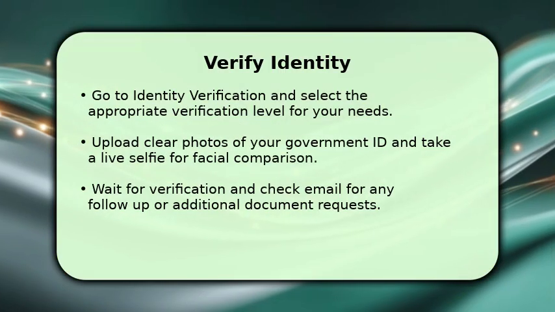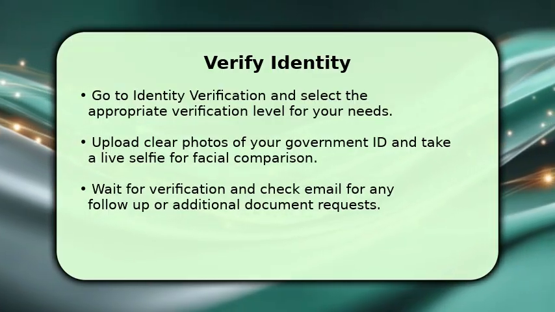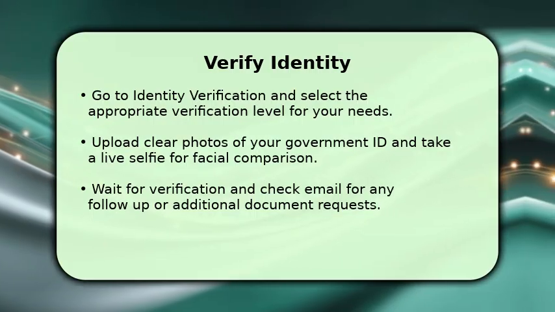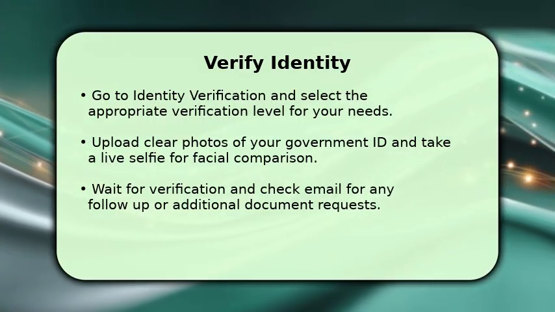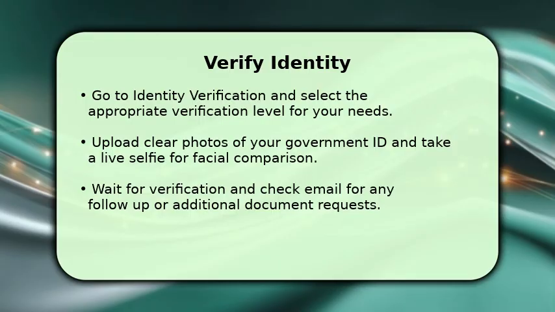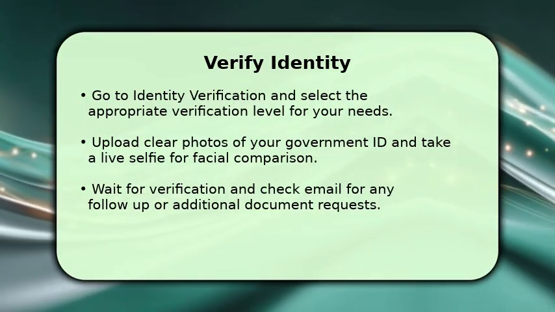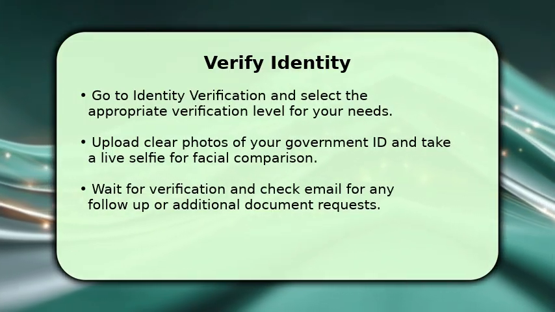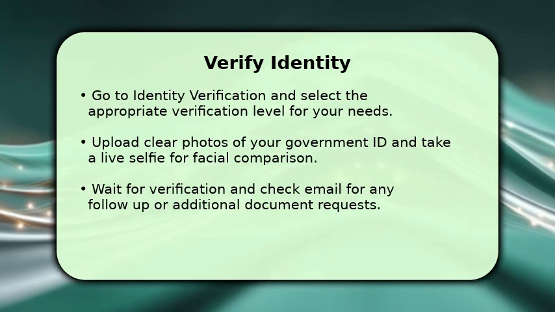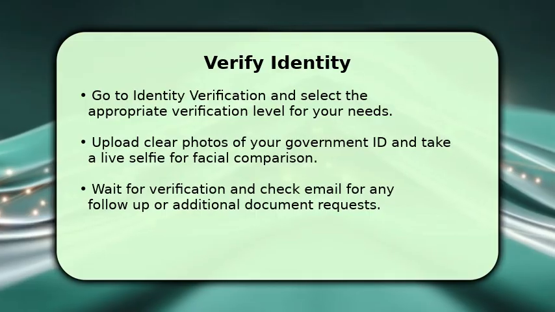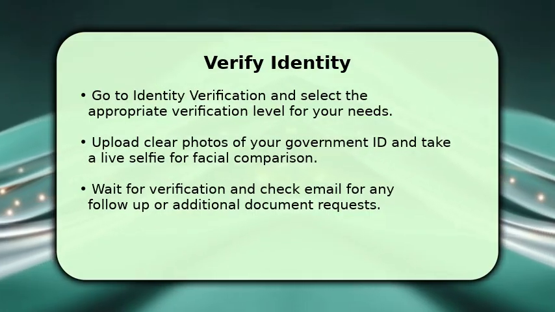Access identity verification from your account dashboard and choose the required verification tier. Upload a sharp photo of your government ID, follow camera instructions for a live selfie, and ensure all details are legible. Submit and monitor the verification status by email or in the app. Verification speeds vary, so be patient and respond quickly if extra documents are requested to avoid delays.